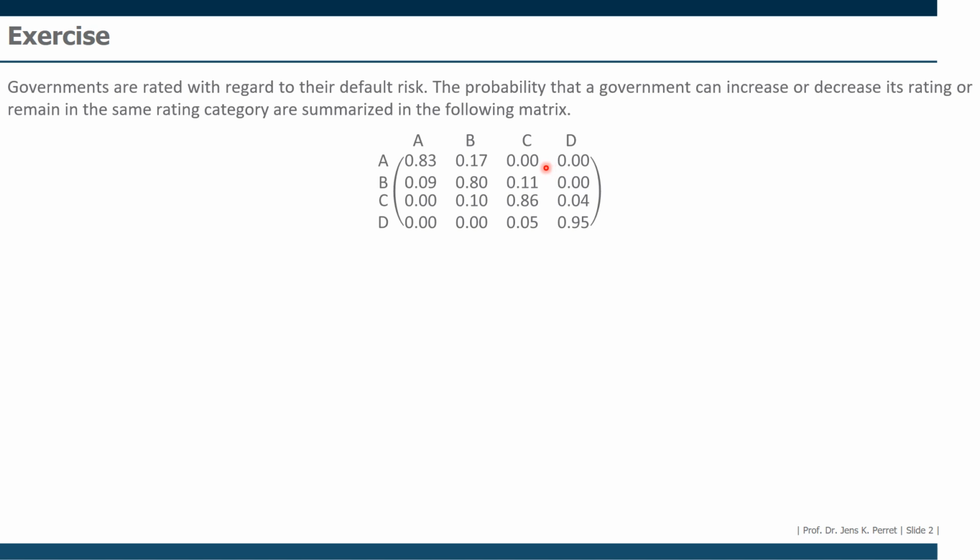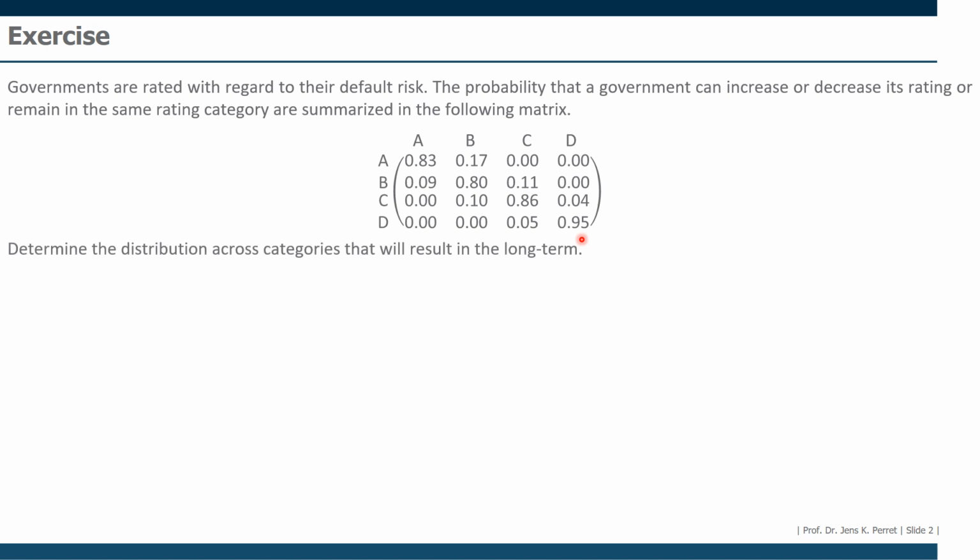Similarly, we can do this for all the other categories. Starting in B, switching to A, that's 9%. Starting in B, staying in B, it's 80%. Switching from B to C, it's 11%. Switching from B to D is 0%. Same then here, starting in C, switching to A, B, C, D, or starting in D and switching to A, B, C, or D.